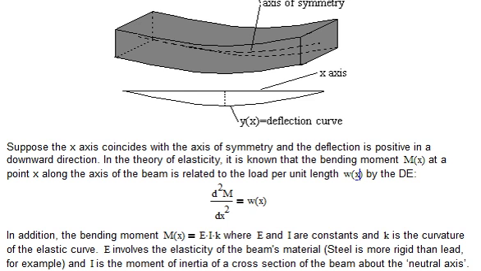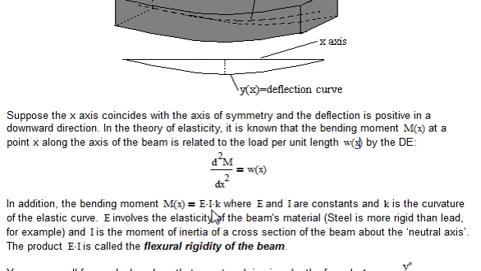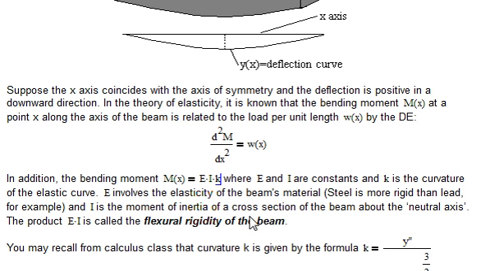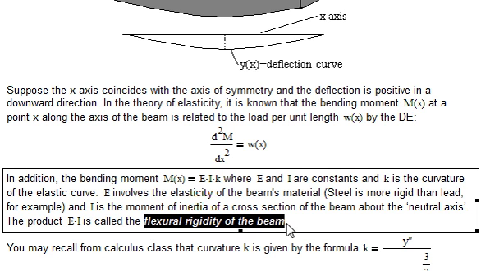In addition, the bending moment, M of x, equals E times I times k, where E and I are constants, and k is the curvature of the elastic curve. E involves the elasticity of the beam's material. Steel is more rigid than lead, for example. And I is a moment of inertia of a cross-section of the beam about the neutral axis. This product, E times I, is called the flexural rigidity of the beam, and I promise not to call you on that one. Very difficult. Yeah, it's kind of hard.